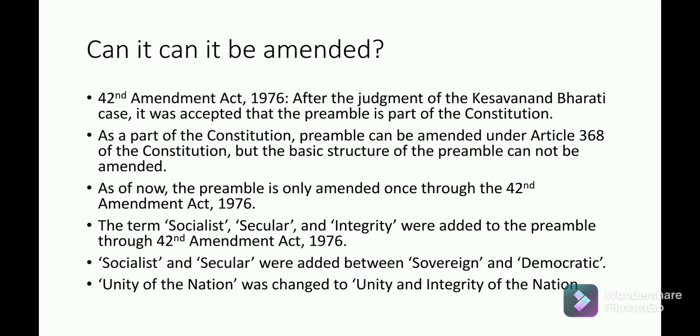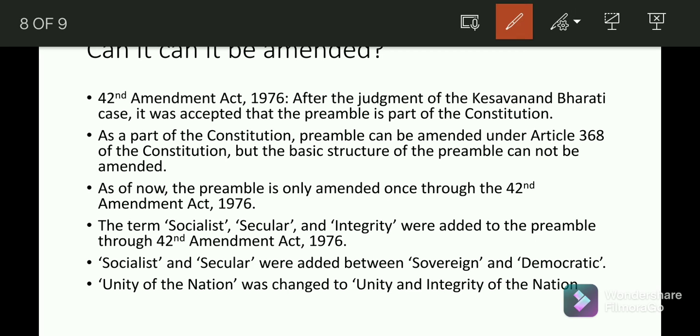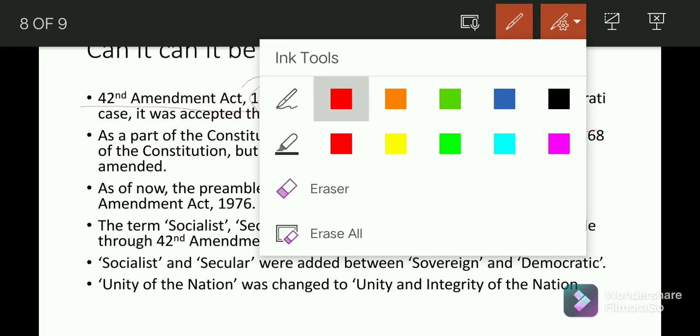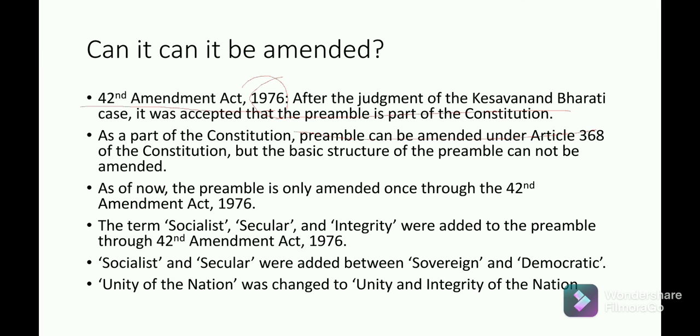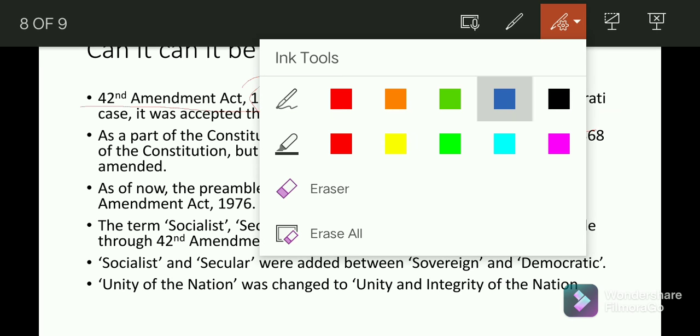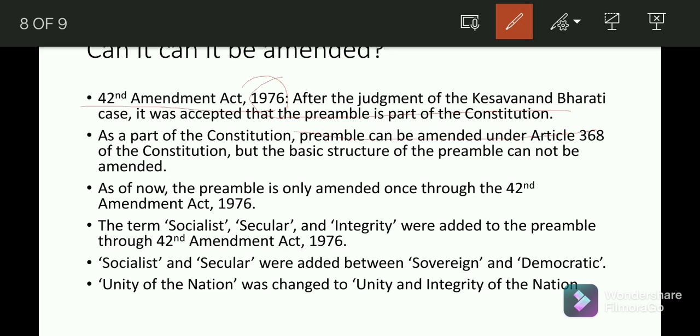Now the third question: can it be amended? The 42nd Amendment of 1976 came after the Kesavananda Bharati case. In this judgment, it was accepted that the preamble is a part of the constitution. As a part of the constitution, the preamble can be amended under Article 368, but the basic structure should not be amended.